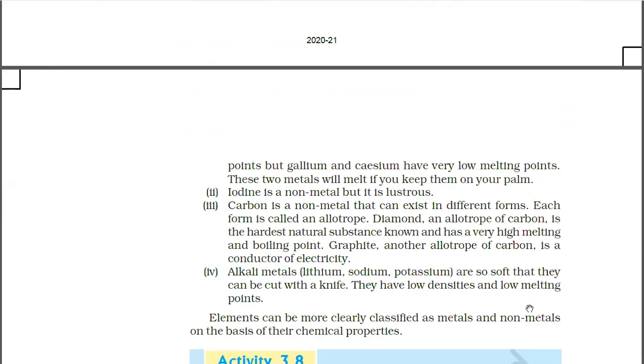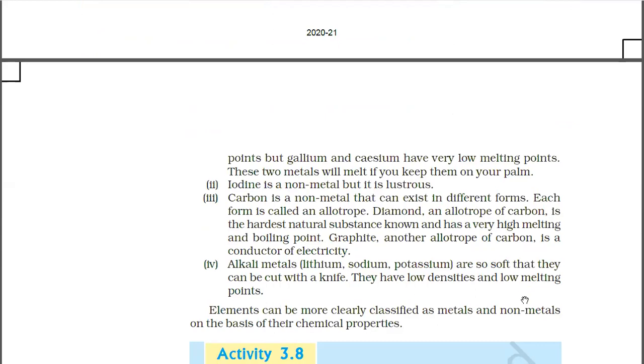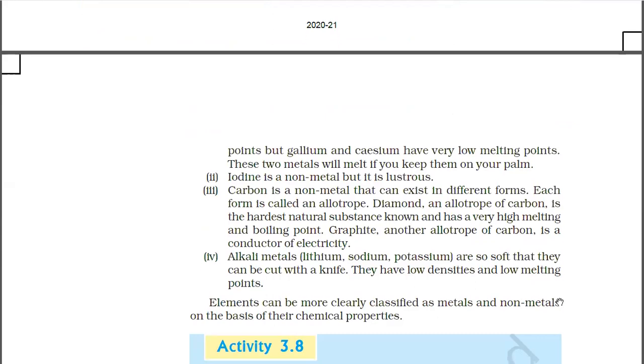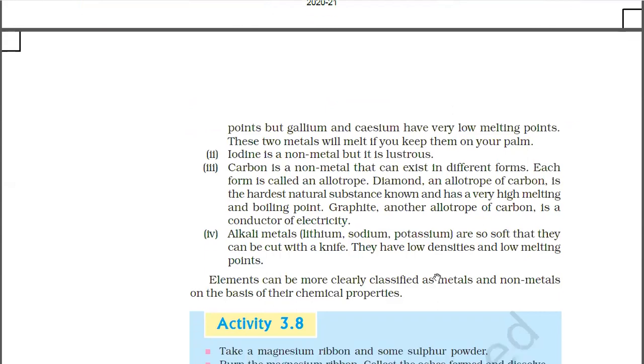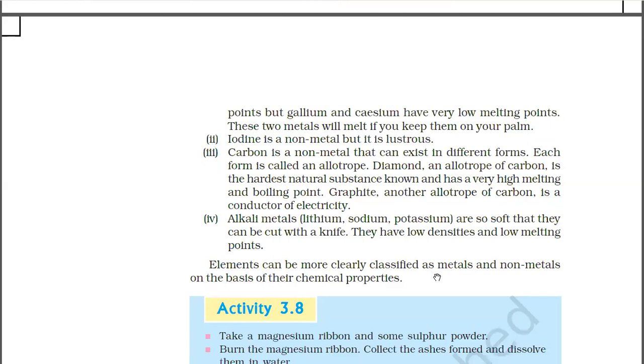Iodine is a non-metal, but it is lustrous. Carbon is a non-metal that can exist in different forms. Each form is called an allotrope. Diamond, an allotrope of carbon, is the hardest natural substance known and has a very high melting and boiling point. Graphite, another allotrope of carbon, is a conductor of electricity.